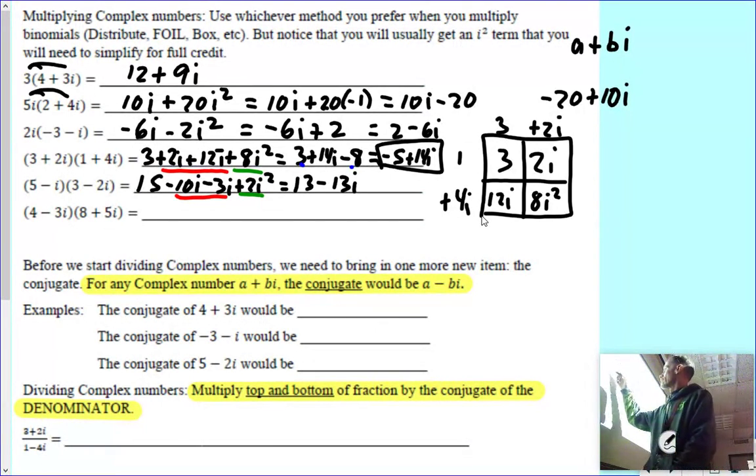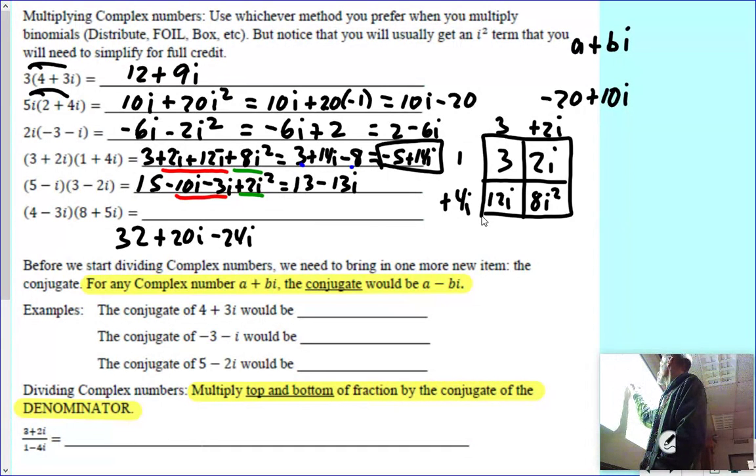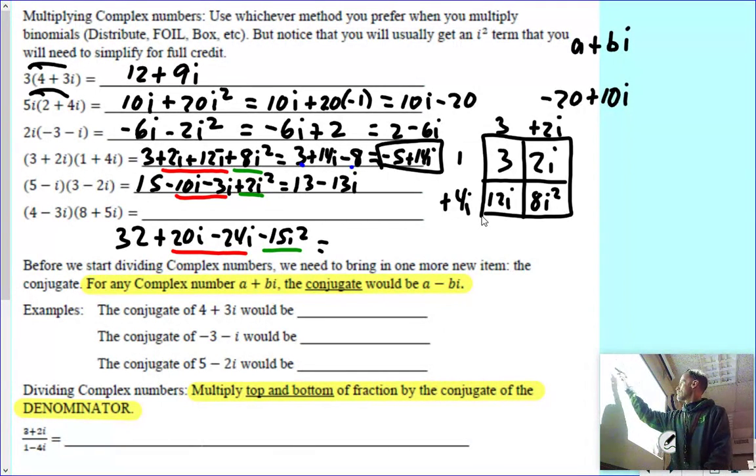And then the same on the last one. So the last one we have 32 plus 20i minus 24i minus 15i squared. Combine those. Simplify that to positive 15. So 32 plus 15 is 47. 20i minus 24i is minus 4i.